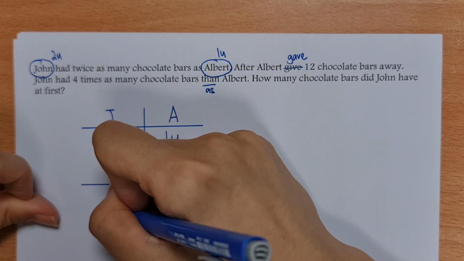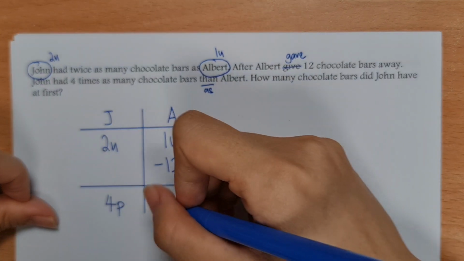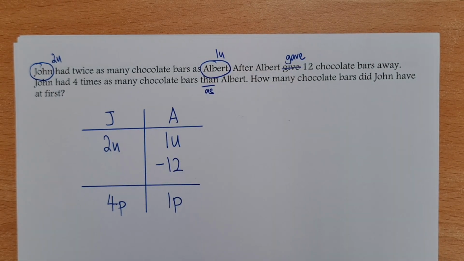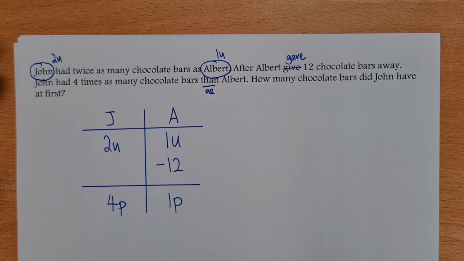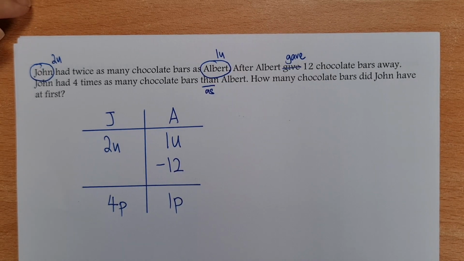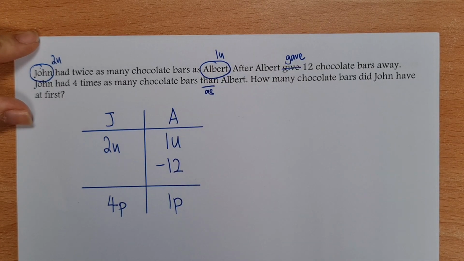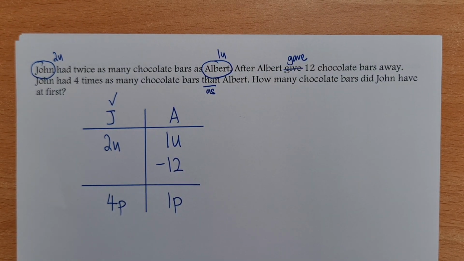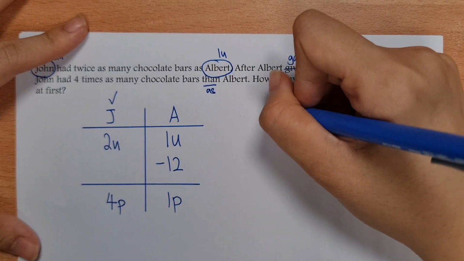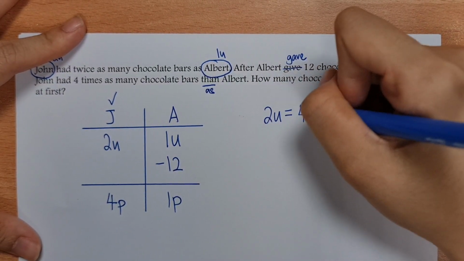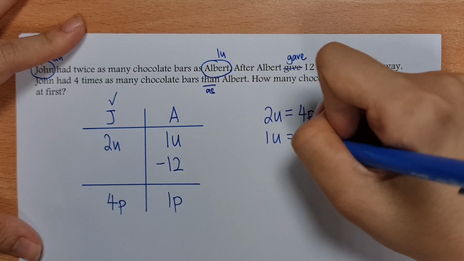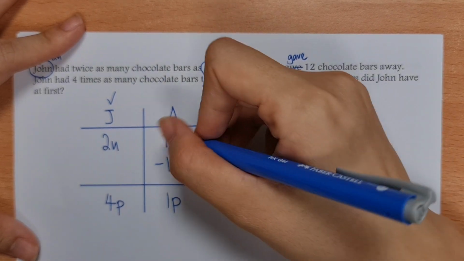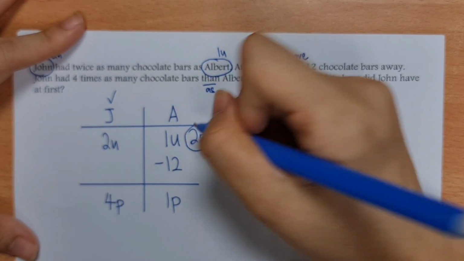So we will write down John having 4 parts and Albert having 1 part. You will still fulfill the condition of John having 4 times as many chocolate bars as Albert. Over here, we are handling one item unchanged as spoken earlier. Therefore, John is the one that remains unchanged, or rather, the number of chocolate bars that John has is the one that remains unchanged. From here, we can derive that 2 units equals to 4 parts. 1 unit equals to 2 parts. And if 1 unit equals to 2 parts, Albert has 1 unit at first. So, Albert has 2 parts at first.